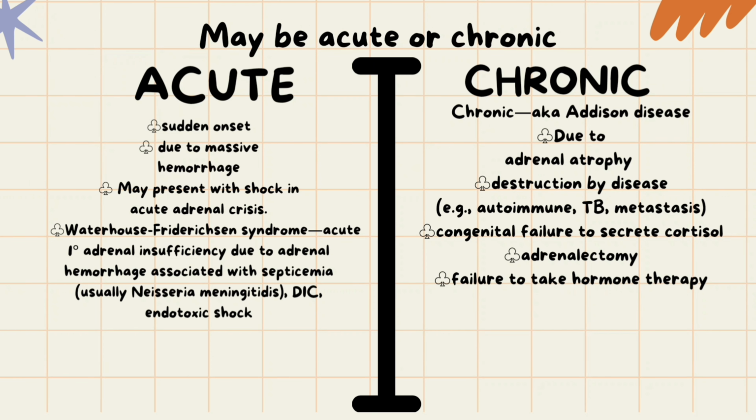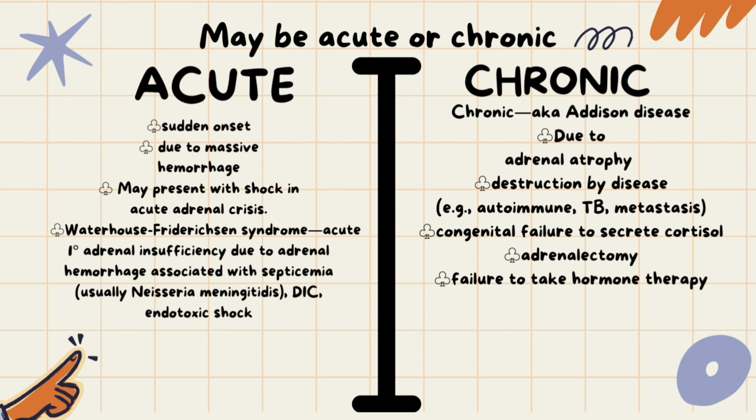Primary adrenal insufficiency may be acute or chronic. Acute. It has a sudden onset, may be due to massive hemorrhage. A severe hemorrhage can lead to direct bleeding into the adrenal glands. This can damage the adrenal cortex, impairing its ability to produce essential hormones. Patient may present with shock in acute adrenal crisis due to the sudden and severe deficiency of cortisol and aldosterone, leading to cardiovascular collapse and inability to maintain blood pressure.